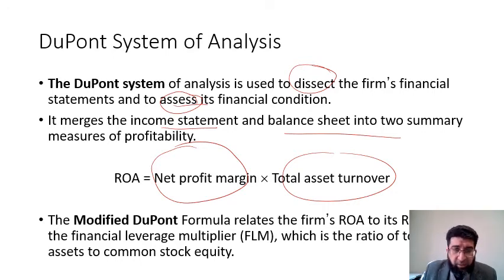Then there is another one which is called modified DuPont, which we will also look at. The modified DuPont formula basically relates the firm's return on total assets to its return on common equity. And we'll look into this by using the financial leverage multiplier. We'll look into this in a few moments. First, let's look at the DuPont system.